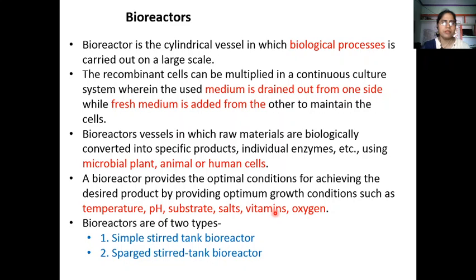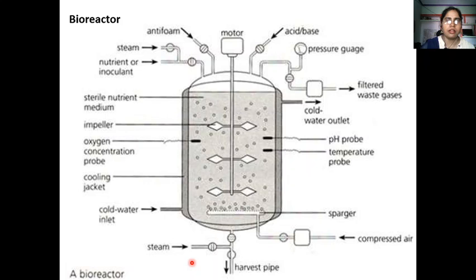On the basis of its structure and on the basis of which type of cells you want to grow, different types of bioreactor are present. But here we are discussing the two main types of bioreactor: the simple stirred tank bioreactor and the sparged stirred tank bioreactor. Here the sparger is used for aeration. Now we are going to discuss the structure of the bioreactor.